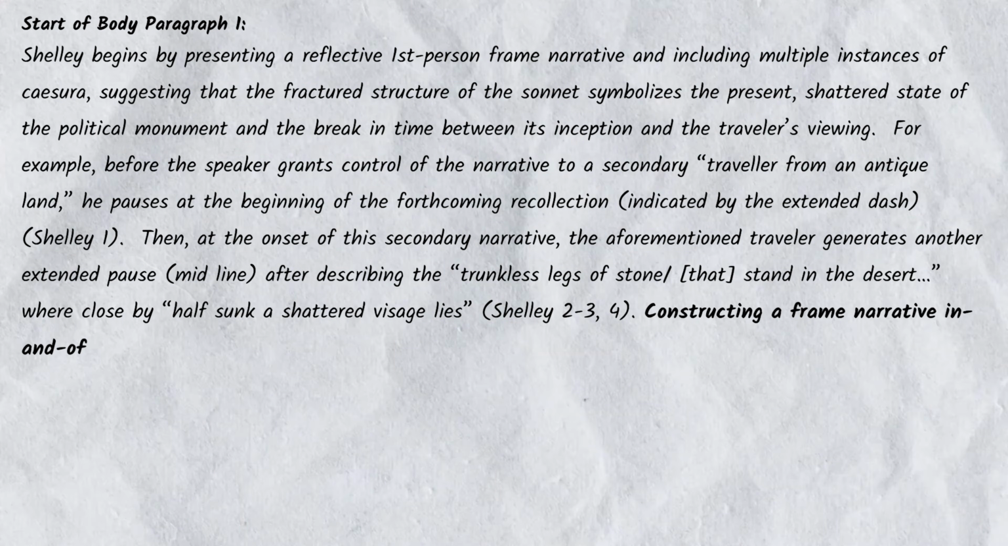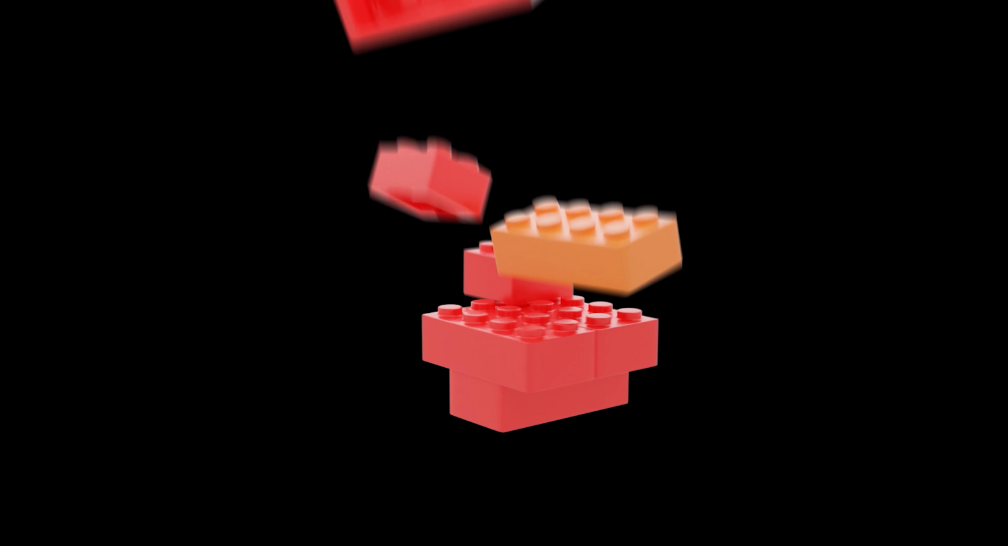So if I were to fill in the first part of this template for my body paragraph, it would look like this. Constructing a frame narrative in and of itself. Notice how I want to focus on the frame narrative in my commentary, so I mention it here. And I say that Shelley constructs one in the lines of textual evidence that I've already included in my body paragraph.